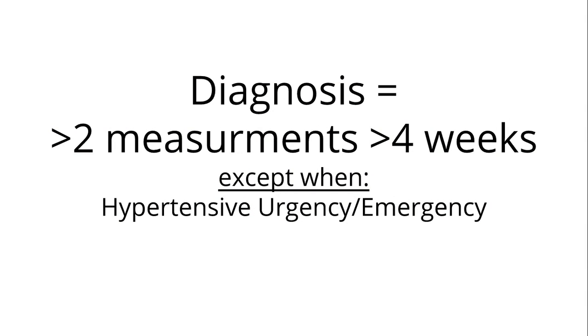It's important that the diagnosis is made when we have many measures. So you cannot just measure it once and then start treatment. No, you need to have at least 2 measurements and actually more than that for at least 4 weeks to start therapy. This is true except when it's urgency and emergency. So whenever you have urgency, meaning more than 180 systolic and more than 120 diastolic, or with organ symptoms, then there is no question that we start treatment immediately.